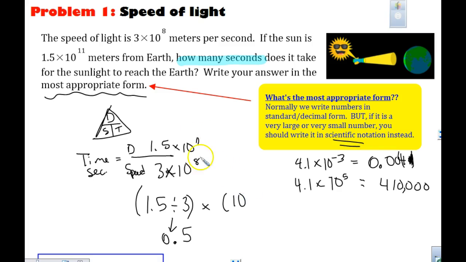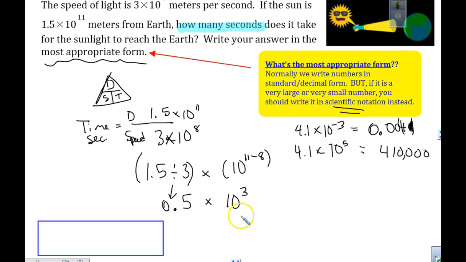Then we are going to write our 10 to a power. What did we say we're doing with our powers when we divide? Subtract. So I have 11 minus 8. I'm going to write that down also. If I write that down, I'm going to have 10 to the 3rd. Now, this is not in scientific notation, but do we think we want our answer in scientific notation for how many seconds? This is a small power. It's less than 5, right? Change it to standard form.